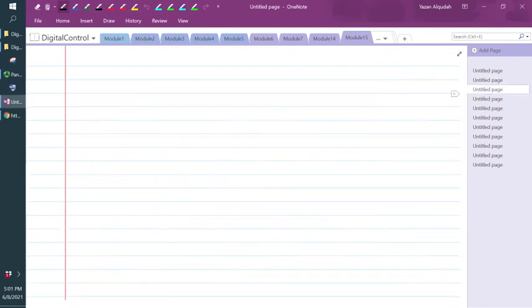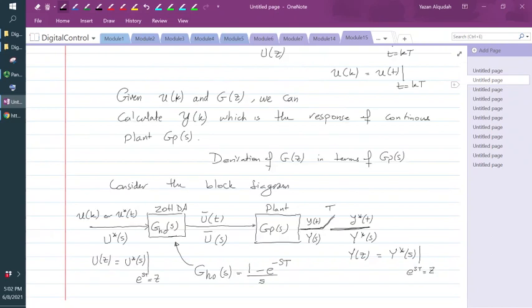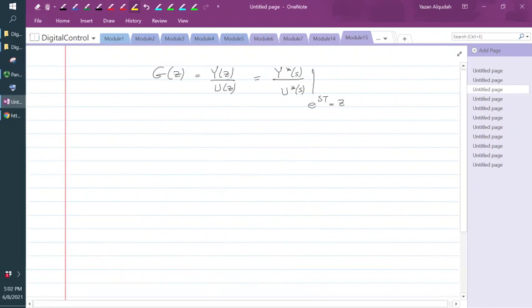And what we are trying to get is G of Z that is equal to Y of Z divided by U of Z, which I can write as Y star of S divided by U star of S, and I have to replace e to ST with Z. So again, looking at this system, I'm going to calculate G of Z that is going to relate the output Y to the input U. This is discrete and this is discrete, and therefore I'm going to get G of Z, Y of Z over U of Z, and this is going to equal Y star of S divided by U star of S.